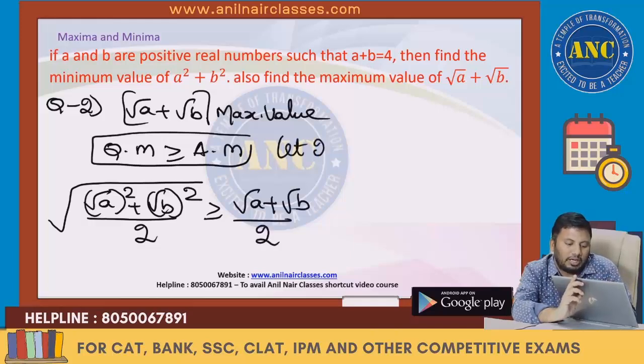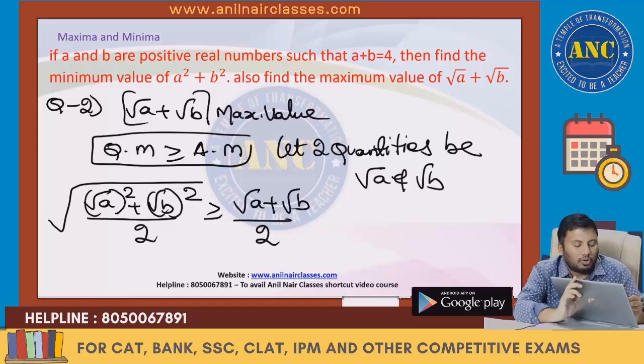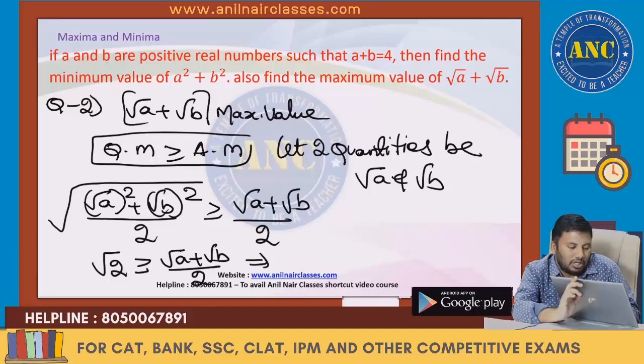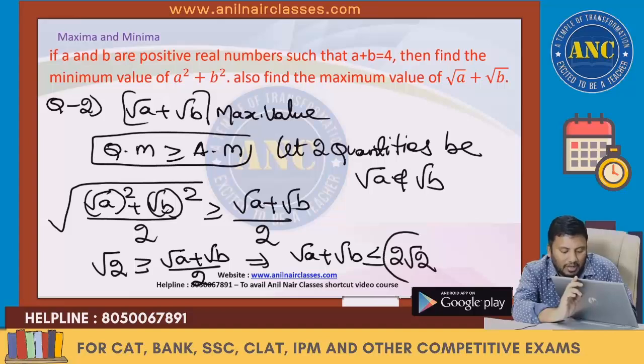Let the two quantities be root a and root b. So root of (a plus b), which is 4, by 2 is 2. Root 2 greater than or equivalent to (root a plus root b) by 2. So root a plus root b is less than or equivalent to 2 root 2. What is the maximum value? 2 root 2. I hope the idea is clear.